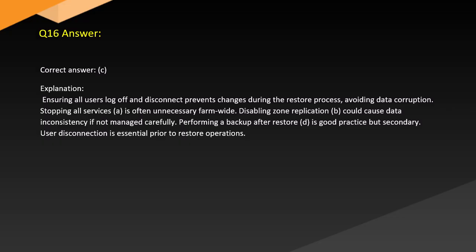Answer. Correct answer, C. Explanation. Ensuring all users log off and disconnect prevents changes during the restore process, avoiding data corruption. Stopping all services farm-wide is often unnecessary. Disabling zone replication. B. Could cause data inconsistency if not managed carefully. Performing a backup after restore. D. Is good practice but secondary. User disconnection is essential prior to restore operations.